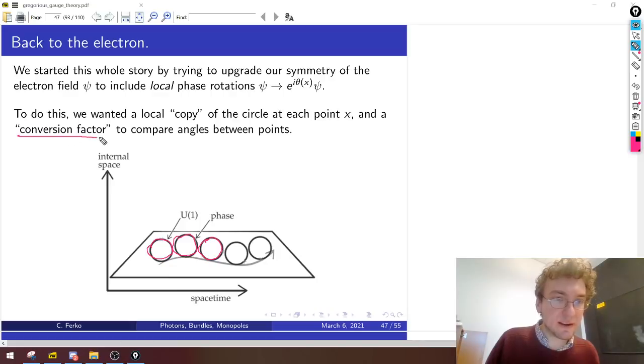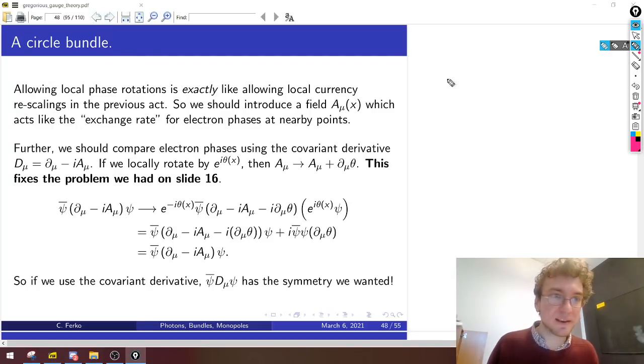And then I said we would need a conversion factor to compare the angles between points. But now we know exactly what that conversion factor is, right? Because allowing such local phase rotations is precisely like allowing local currency rescalings. So now we know what to do. We introduce a new field, A sub mu, which is the exchange rate on the circle, basically. It's an exchange rate for electron phases at nearby points.